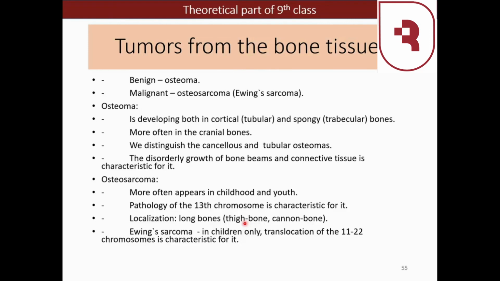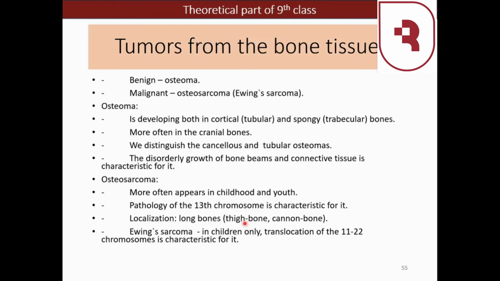Tumors from the bone tissue. I have already told you that a benign tumor has a name like osteoma, and malignant ones are osteosarcoma or Ewing sarcoma. Osteoma develops both in cortical, tubular, and spongy trabecular bones, more often in the cranial bones. There are spongy and tubular osteomas; disorderly growth of bone beams and connective tissue is characteristic for it.